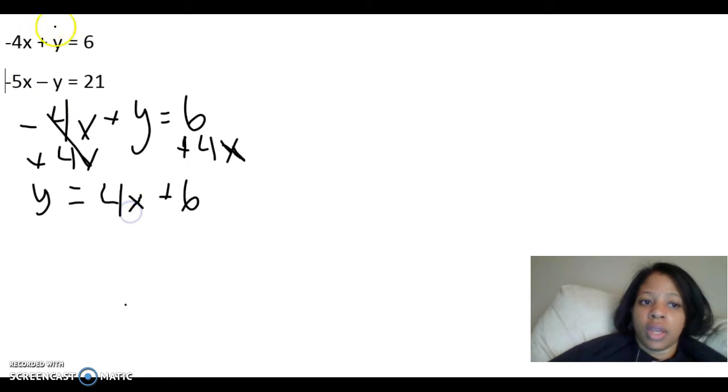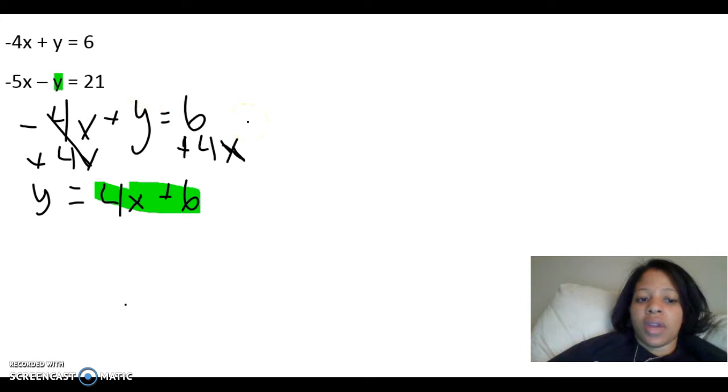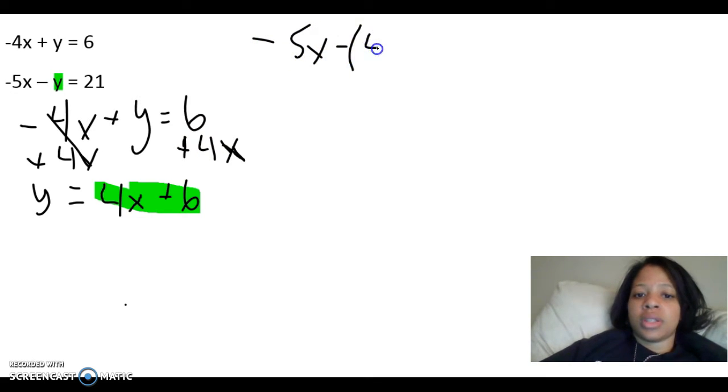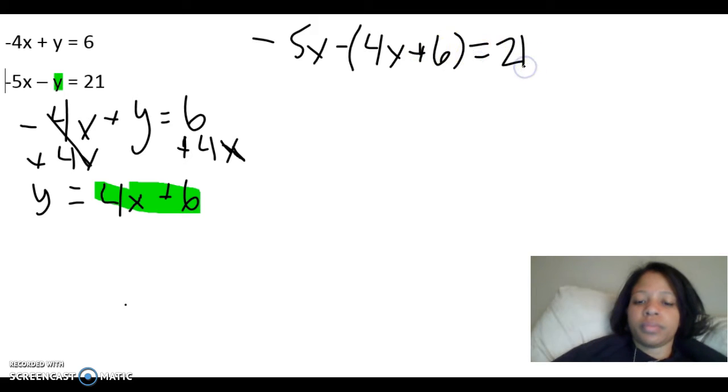So you're going to be substituting in for y. Right? And you're going to substitute it into the other equation. So this is the one I used to solve for y. I don't want to put it back in that equation. Put it into the other one. Okay? That's going to matter. So now I'm going to rewrite it. But instead of writing the y here, I'm going to write 4x plus 6. So I have negative 5x minus, instead of writing y, in parentheses I'm putting 4x plus 6. And then everything else equals 21.